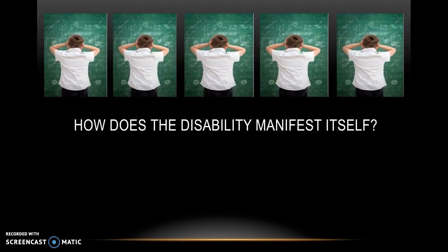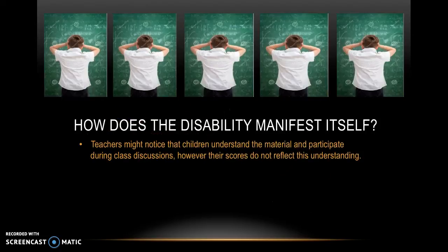Some of the ways a visual processing disorder might manifest itself in the classroom is that a teacher might notice that a child is super engaged in the classroom discussion, actively learning, asking questions, and in general really understanding the material. However, when it comes time to take a test or to have an assessment on the lesson, the child's scores do not reflect the same understanding. This is because in a lesson, when a child is learning through his ears or through audio stimuli, the child has no problem learning and understanding the material.